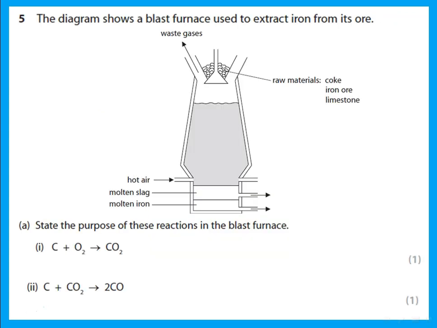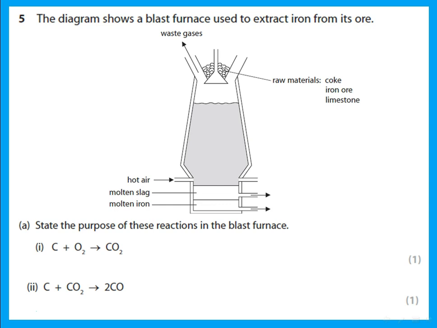The diagram shows a blast furnace used to extract iron from its ore. I'm going to remind you that to extract iron, I need iron ore, and the iron ore is what we call hematite. We extract it in a huge furnace called the blast furnace, and we react it with coke, limestone, and hot air in the blast furnace. So if he says what are the 4 raw materials that we introduce into the blast furnace, it is the coke, the iron ore, which is hematite, the limestone, and the air or oxygen.